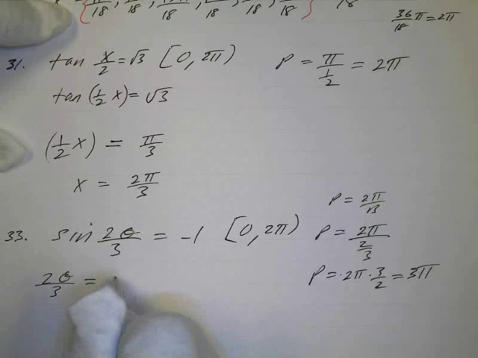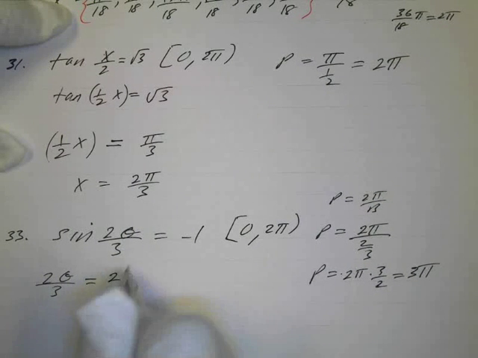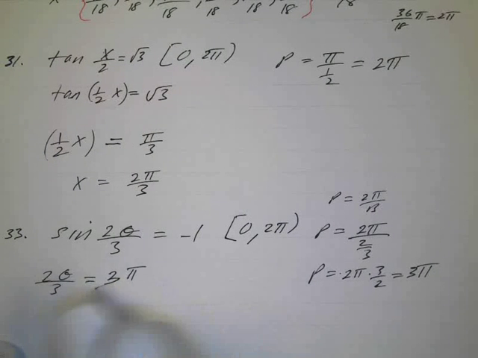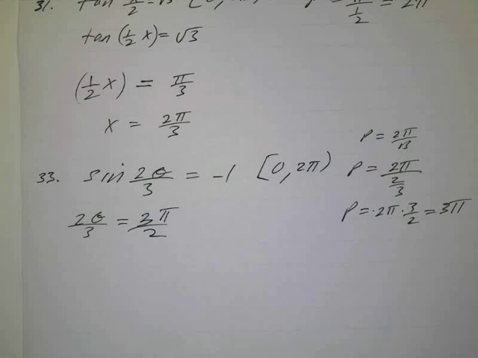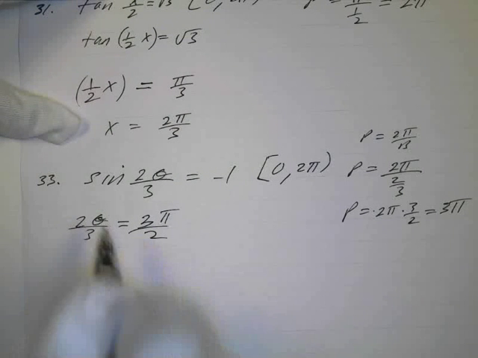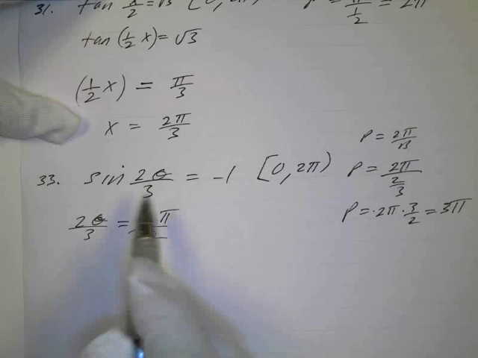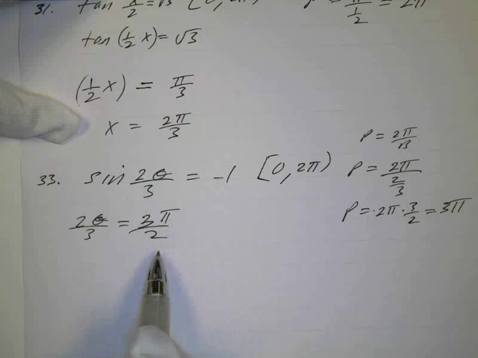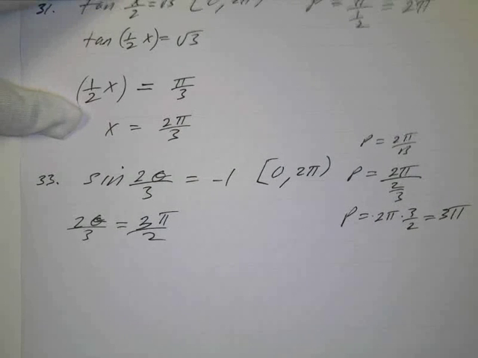Okay, the sine of something equals -1 when that something is 3 pi over 2. So the sine of 3 pi over 2 equals -1. The sine of 2 theta over 3 equals -1, so 2/3 theta, pardon me. Let's try this again. The sine of 2/3 theta equals -1, and the sine of 3 pi over 2 equals -1, so these must be equal.